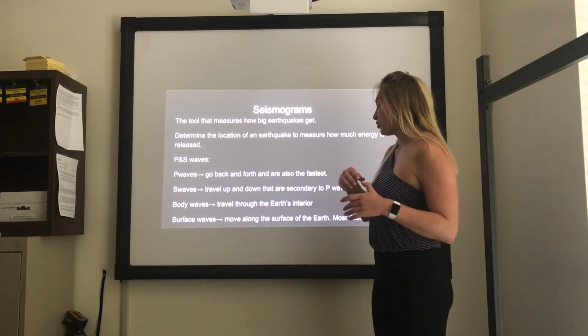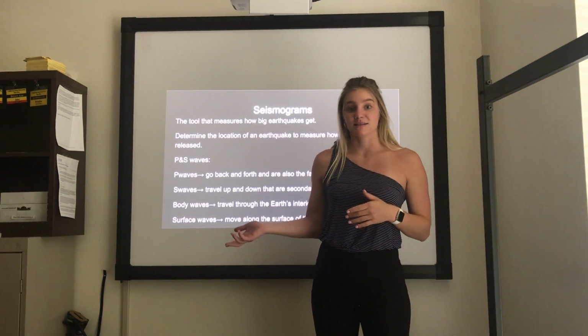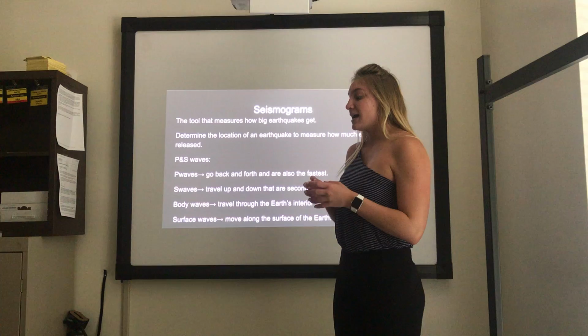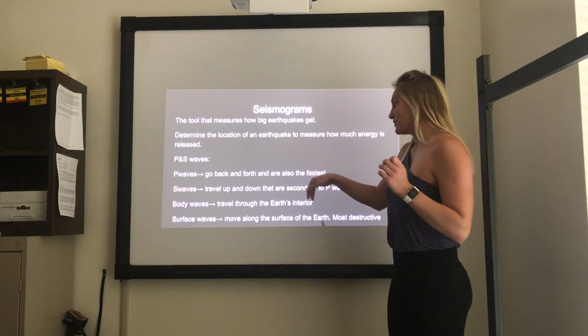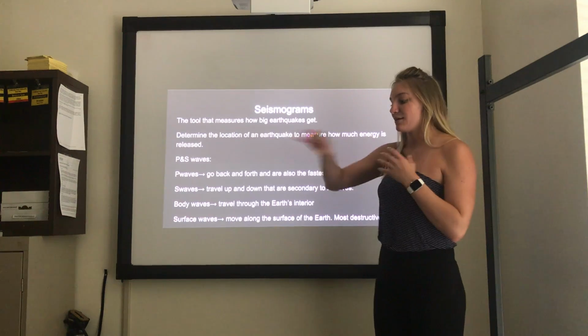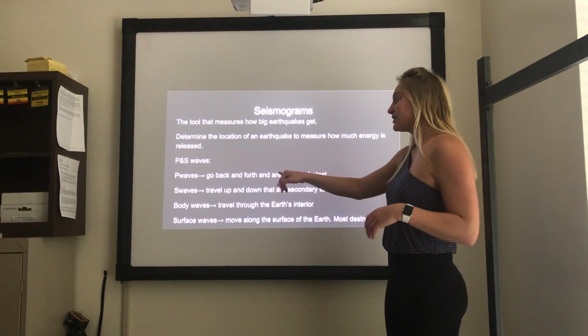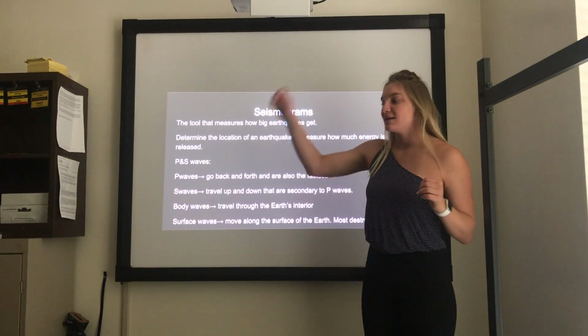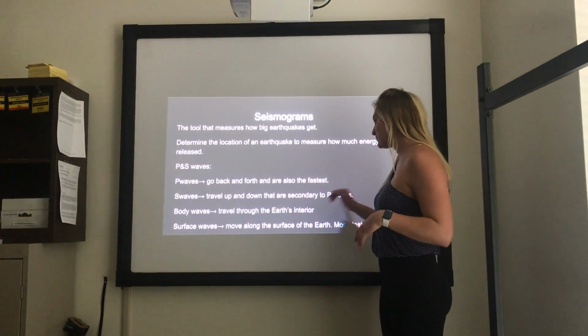P waves go back and forth, and as an example, Professor Massey used a slinky in his class. He brought it back and forth, and that's why P waves are also the fastest, because when you bring it back and forth, that's obviously the fastest. And then S waves travel up and down, so when you use the slinky, you just go like this and it travels slower, so that's why it's called secondary to P waves.